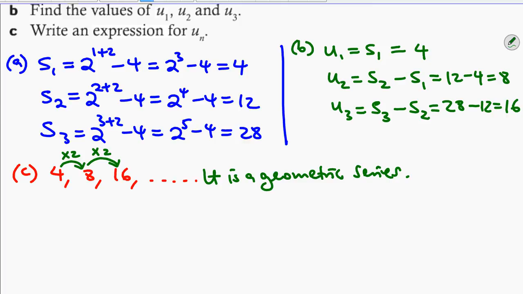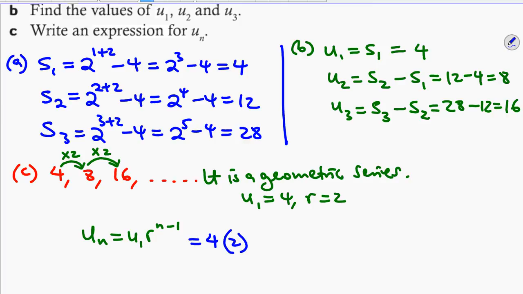And in this geometric series, of course, you know that the first term is 4, the common ratio is 2. So the nth term will be, we know that the nth term for any geometric series is given by that. So I'll just plug in whatever I have for these parameters. So the first term is 4, common ratio is 2, to the power n minus 1. And that is the answer.